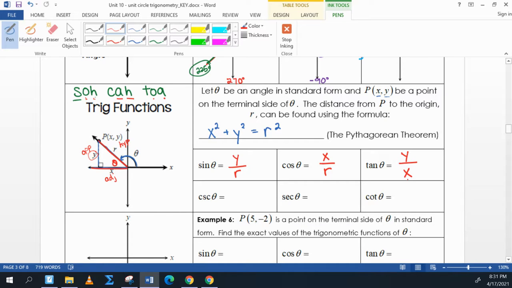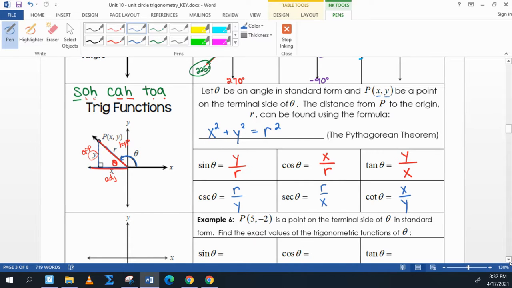And then remember, we have what we call the reciprocal functions or reciprocal ratios, whichever. They're just the reciprocal. You just flip the top to the bottom, bottom to the top. So the cosecant, the reciprocal of the sine, is r over y. The secant is r over x, and the cotangent is x over y.